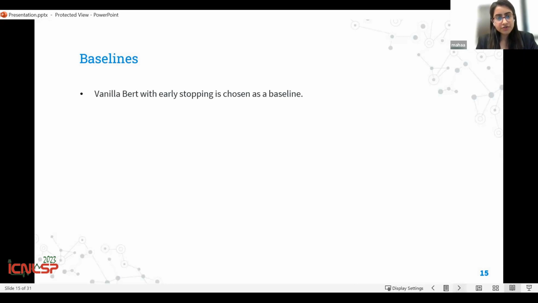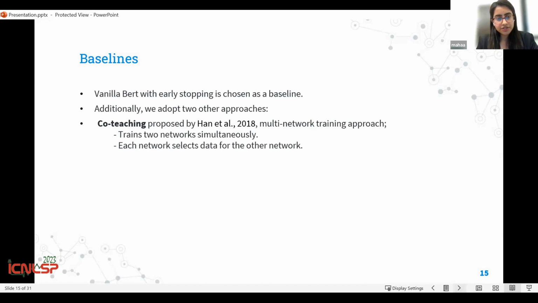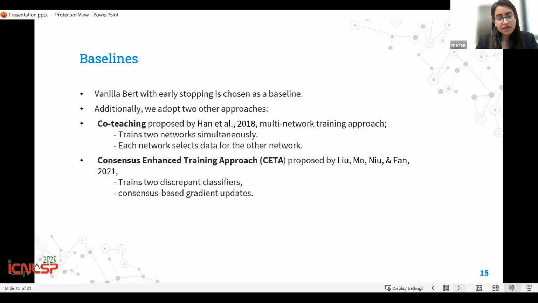For the baseline of our work, we chose vanilla BERT with early stopping. We also adopted two other methods. The first one is co-teaching, which was proposed by Han et al. This is a multi-network training approach that consists of a teacher and a student network. The teacher network identifies clean instances for the student network. We also adopted a consensus-enhanced training approach, which is also a multi-network approach which trains two discrepant classifiers. And the gradient updates are only based on consensus between the two classifiers.